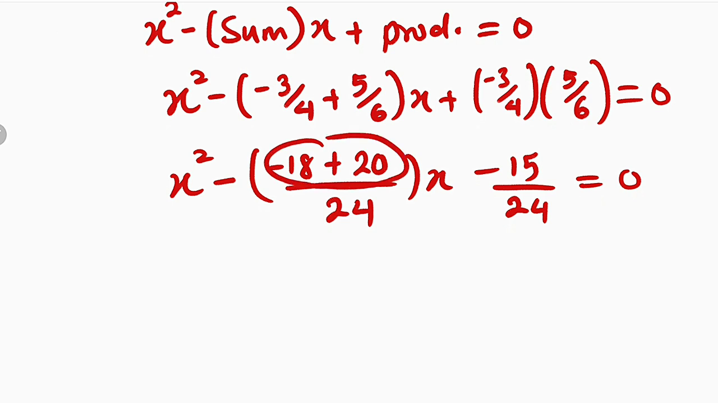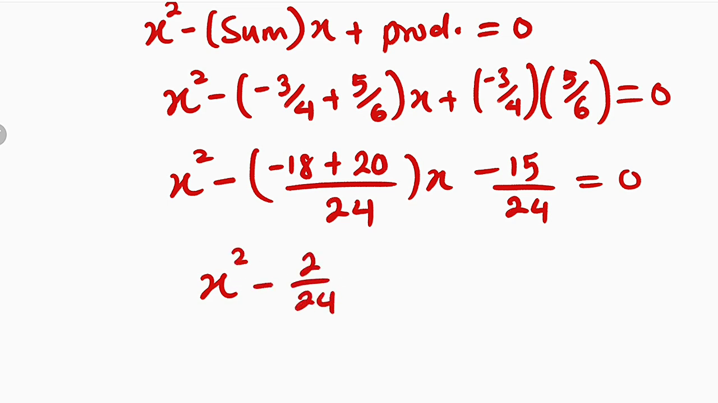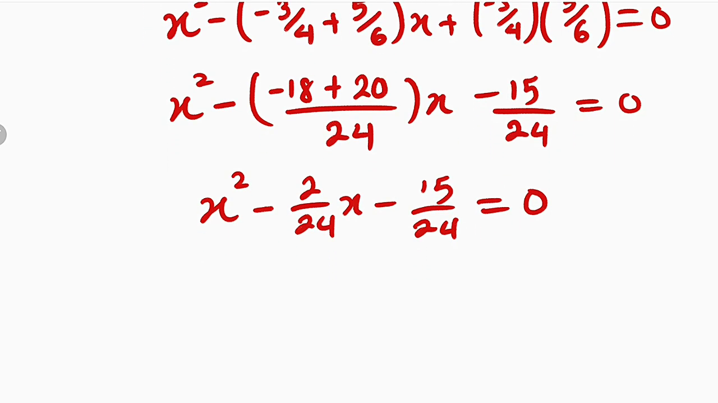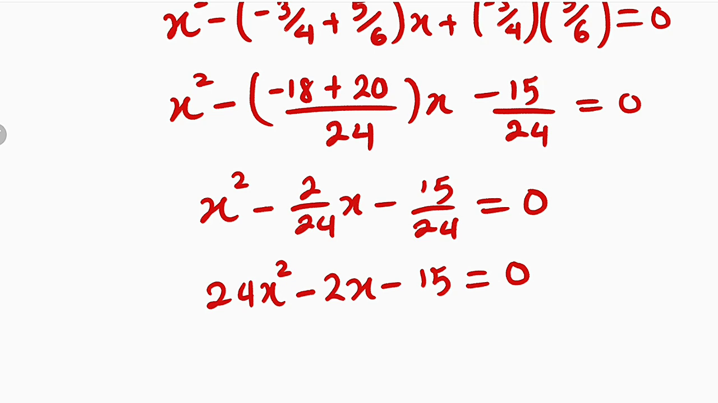We know that negative 18 plus 20 will give us positive 2. So we have x squared minus 2 over 24x minus 15 over 24. And this is equal to 0. Now we can multiply every single term by 24. 24 times x squared will give us 24x squared minus 24 times this will give us 2x minus this times 24 will give us 15, and this is equal to 0. Now we have our quadratic equation, 24x squared minus 2x minus 15.